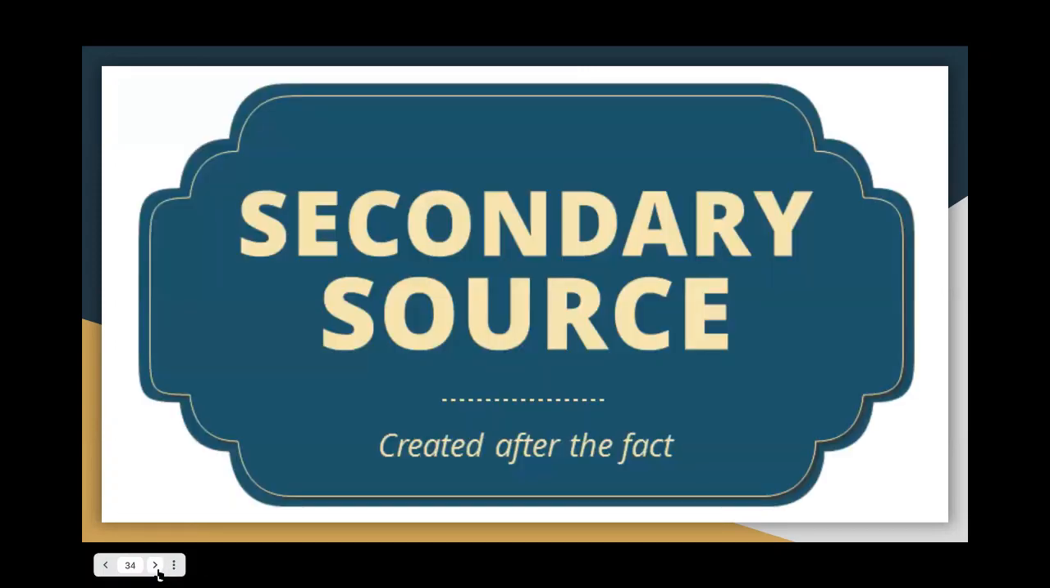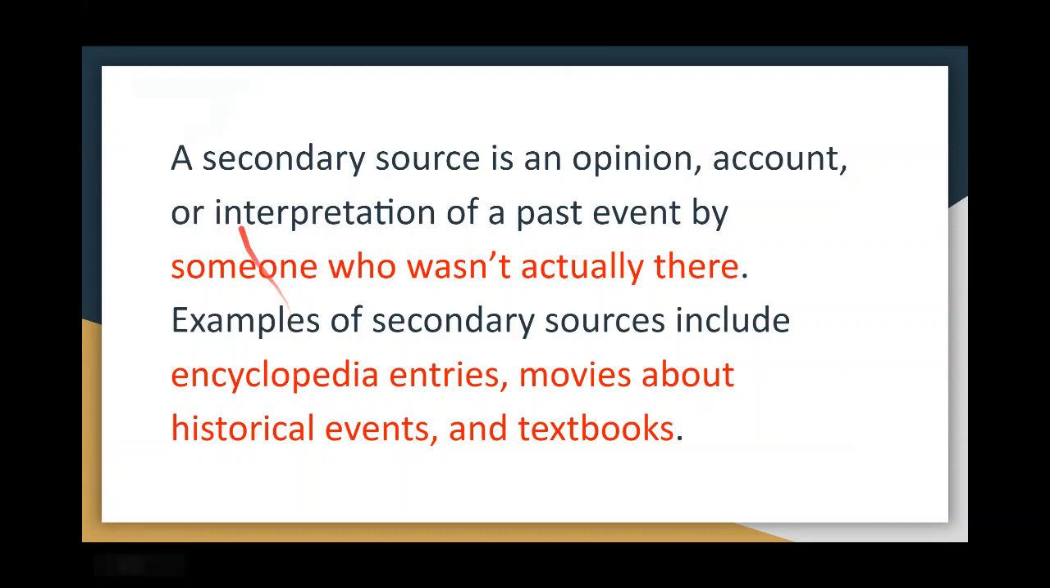Now let's go to the next type of source that we can look at, and that is secondary sources. A secondary source is an opinion, account, or interpretation. Let's say that together, interpretation of a past event by someone who wasn't actually there. Examples of secondary sources include encyclopedia entries, movies about historical events, and textbooks.